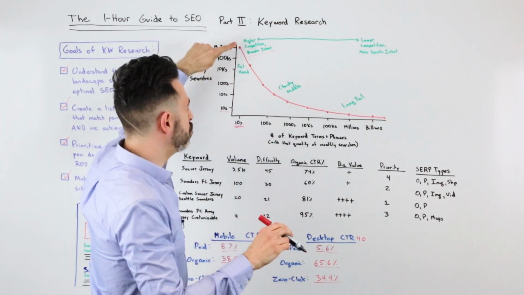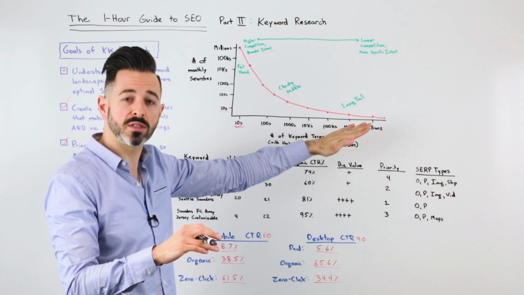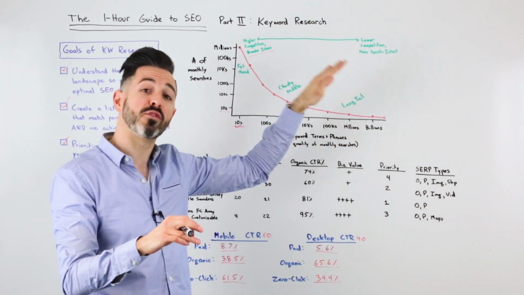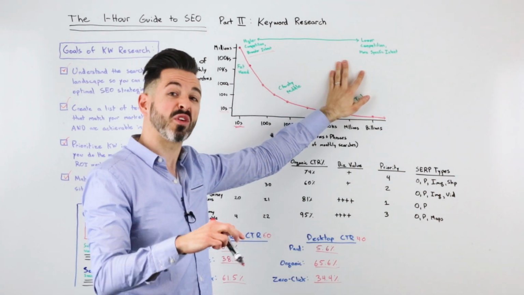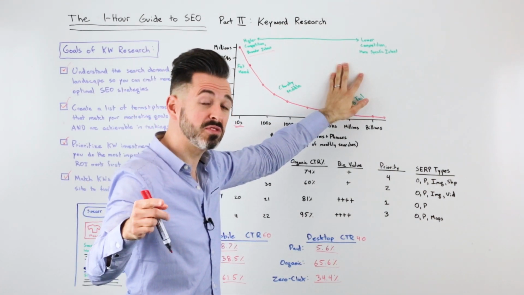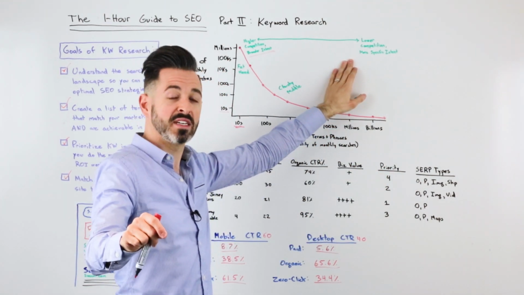However, as you drift down into the chunky middle and into the long tail, where there's more keywords but fewer searches for each keyword, your competition gets much lower. There's fewer people trying to compete and rank for those because they don't know to optimize for them. And there's more specific intent.